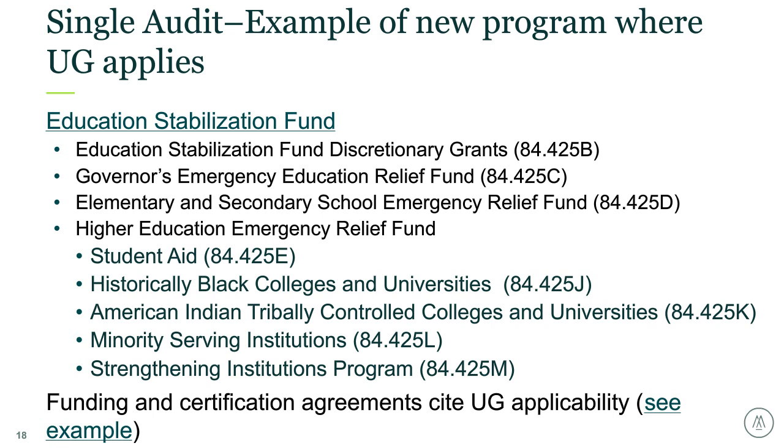All of this funding on this slide are for K through 12 and higher education and are subject to audit and in scope for uniform guidance. The funding documents and certificate agreements clearly state uniform guidance is applicable and subject to the single audit requirement. FAQs are still being issued, and there is still some clarity needed for these types of funds, but there's a lot more clarity for these programs than the programs on the previous slide.